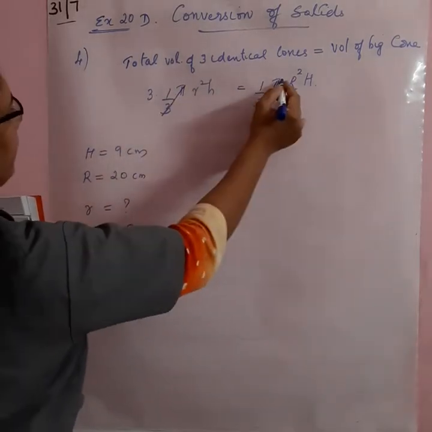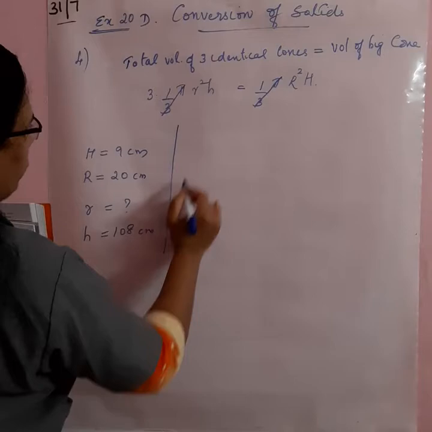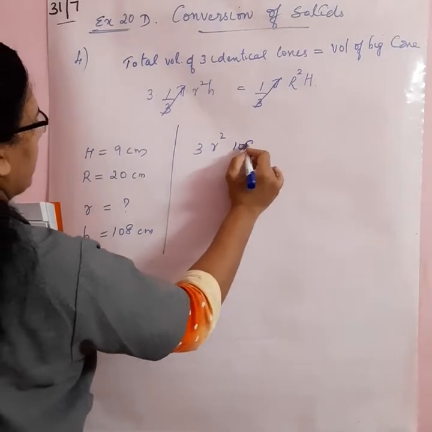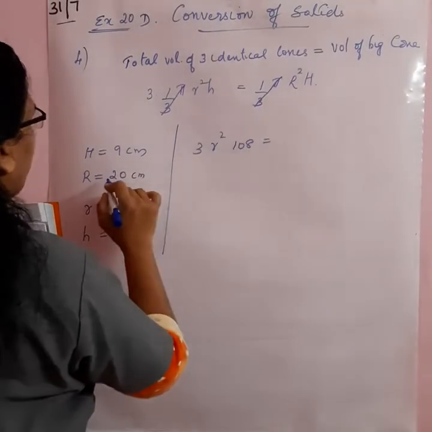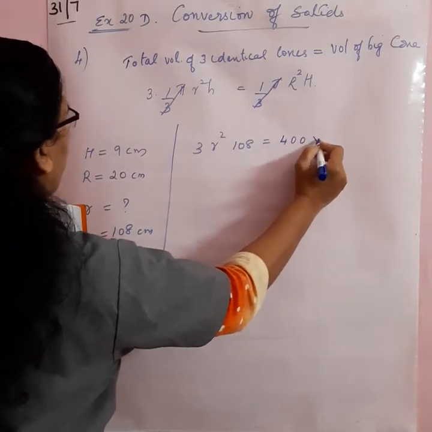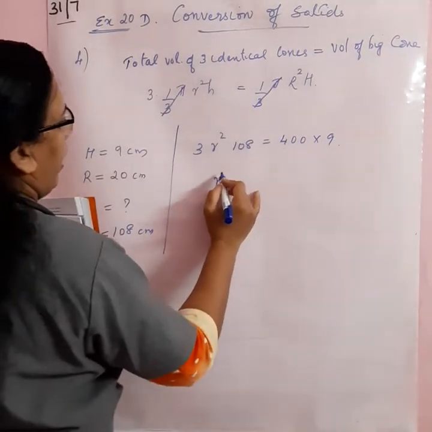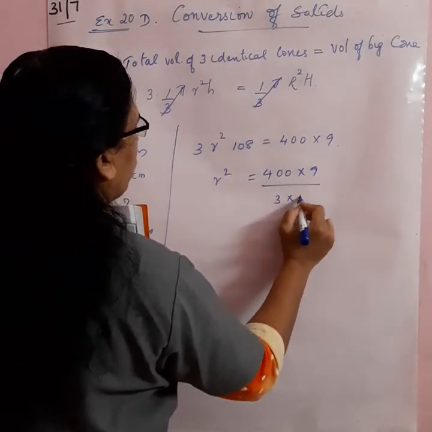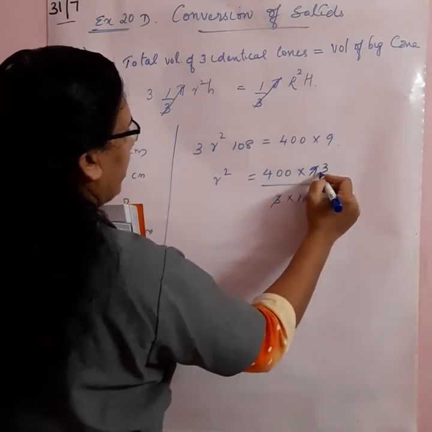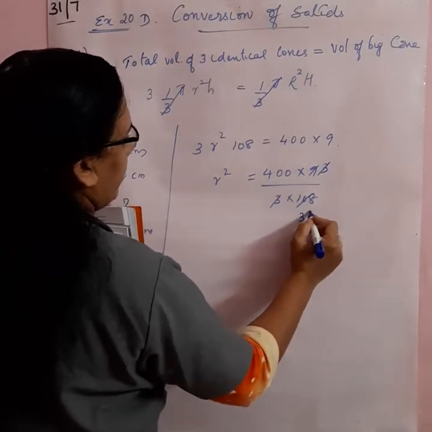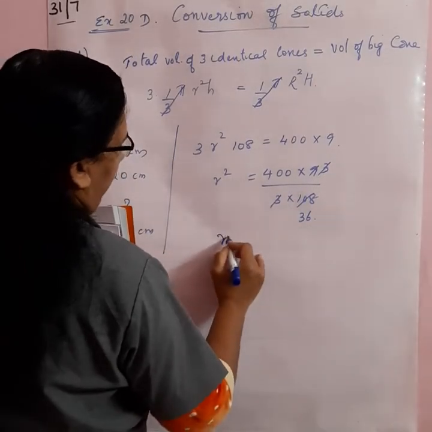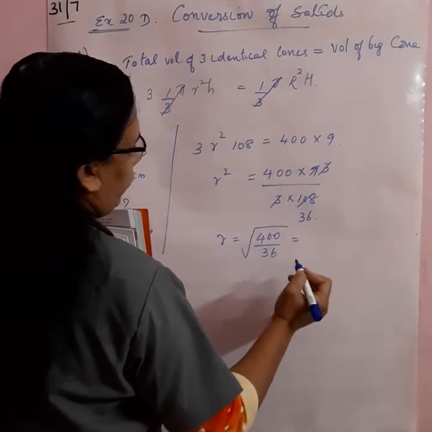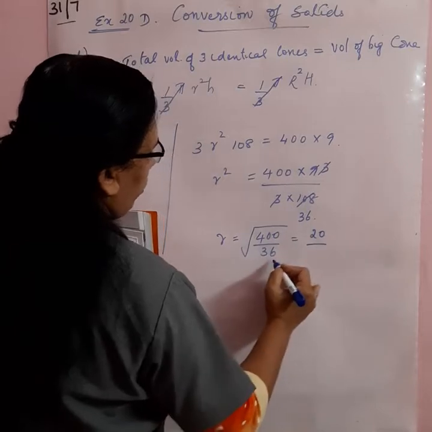See, pi by 3 again cancels here. So 3 into, what is r? Small r, I don't know, that you have to find. h is what? 108, is equal to, what is capital R? 20. 20 square means 400 into H, which is 9. So r square is equal to 400 into 9 divided by 3 into 108. 3 will go here 3 times. Now 3 will go here how many times? 3 3s are 9. Okay, so I can take r is equal to root of 400 by 36. What is root of 400? It is 20. What is root of 36? It is 6.